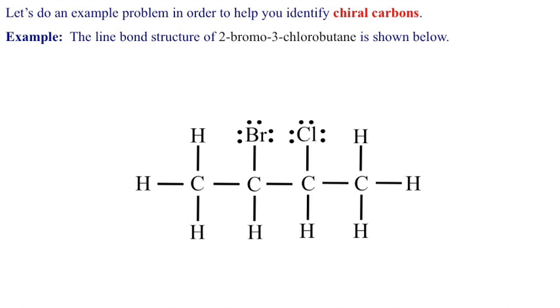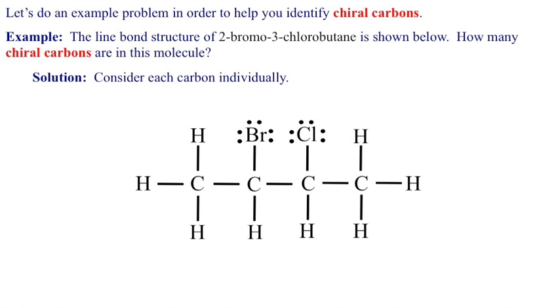The line bond structure of 2-bromo-3-chlorobutane is shown here. How many chiral carbons are in this molecule? To solve this, we'll consider each carbon individually. A carbon is chiral if it's bound to 4 different groups.